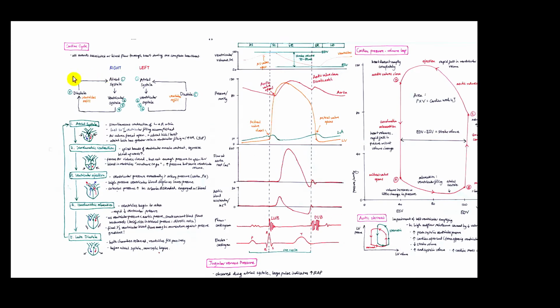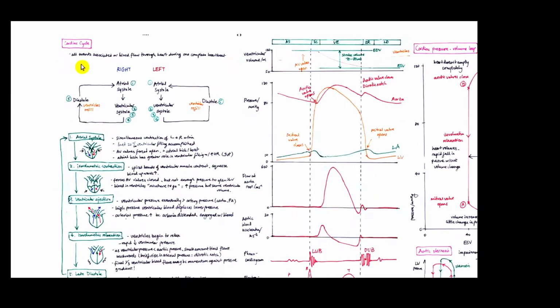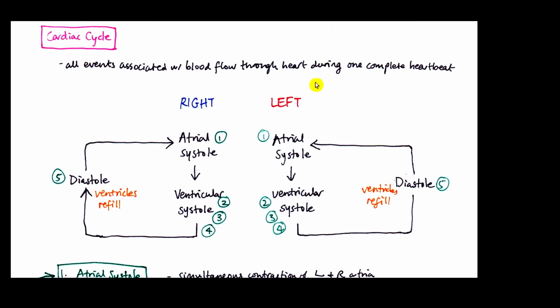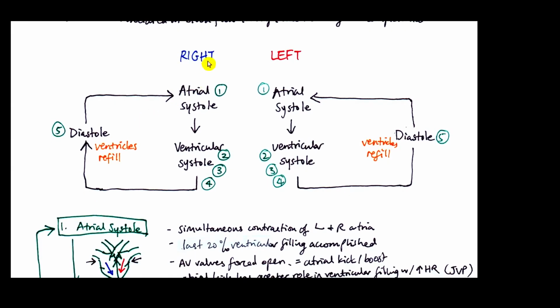Okay, so now we're going to have a look at the cardiac cycle. The cardiac cycle is all the events associated with blood flow through the heart during one complete heartbeat. In basic terms, we have the right and left side of the heart. The first bit that we're going to start with is atrial systole, when the atria contract.